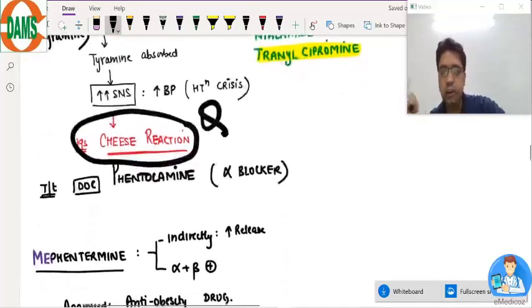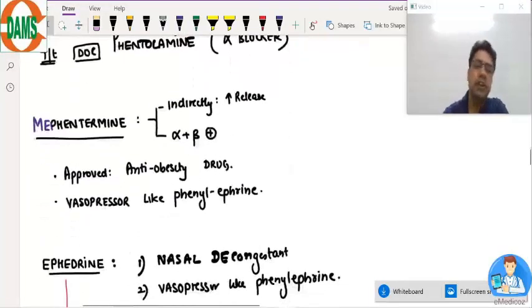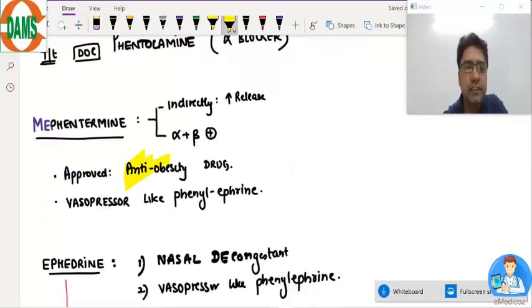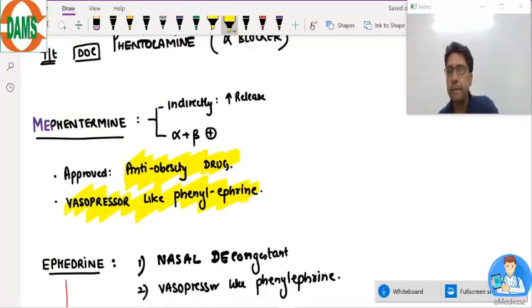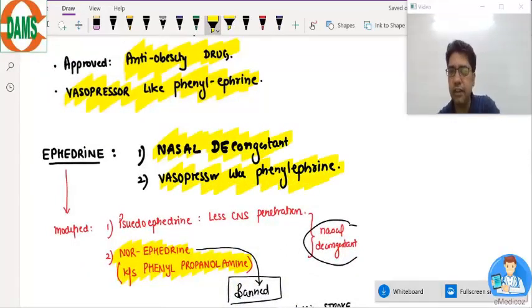Okay. So, drug of choice for cheese reaction is phentolamine. Block the receptors of norepinephrine, BP will not increase. Mephentermine, approved anti-obesity drug, and vasopressor like phenylephrine. Ephedrine, nasal decongestant, and again, vasopressor like phenylephrine.